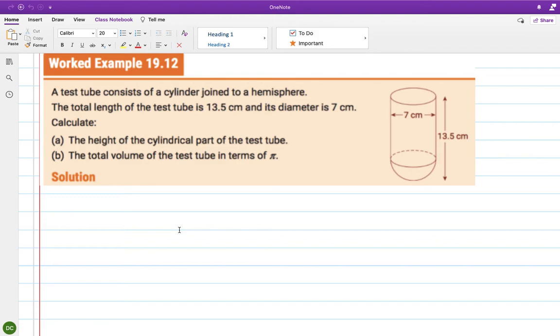A test tube consists of a cylinder joined to a hemisphere. The total length of the test tube is 13.5 centimeters. Its diameter is 7 centimeters. Calculate the height of the cylindrical part of the tube. So the 13.5 goes all the way from the top of the cylinder to the bottom of the hemisphere.